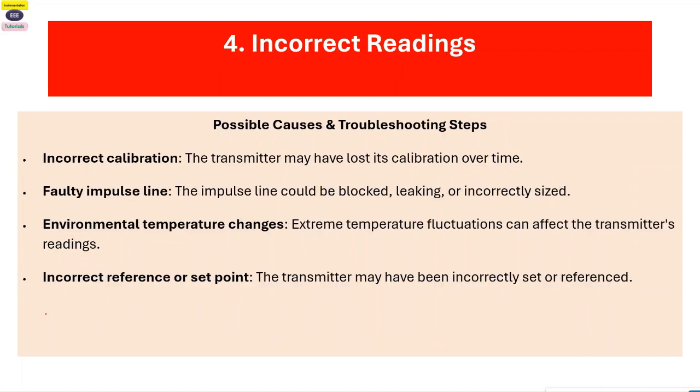Fourth one is incorrect reading. First one is due to calibration. You have to check whether your instrument calibration is okay or not. And faulty impulse line: you have to check that your impulse line is not blocked, or does not have some leakage, or you can also check for an incorrectly sized impulse line. Third one is environmental temperature changes. So you have to check the environment temperature also.